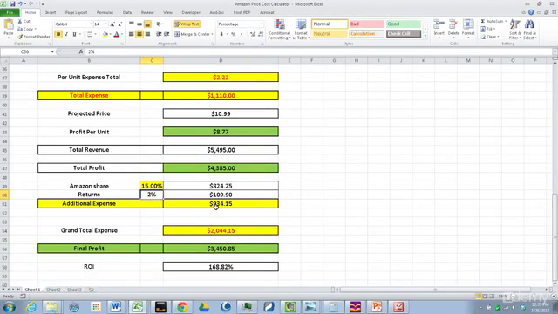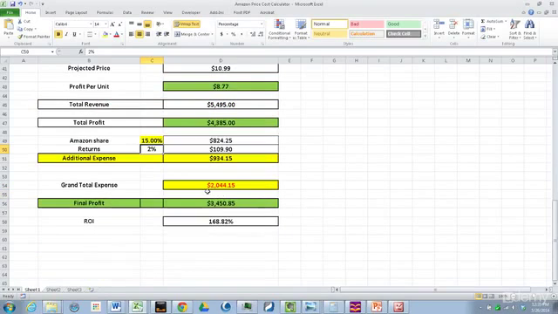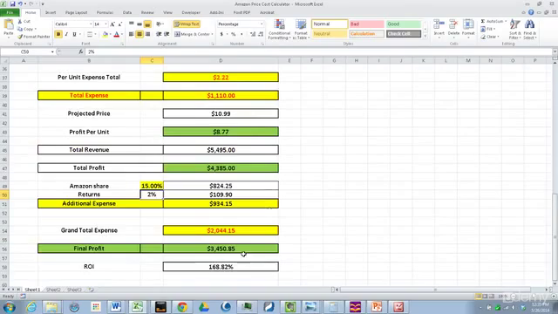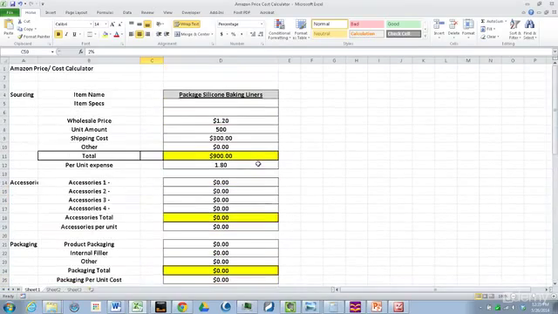So of course your additional expense is about $934. So the grand total expense is $2,000. You made $3,000 and your ROI is 168%. Now that's massive. That's a great ROI, especially for this product here.